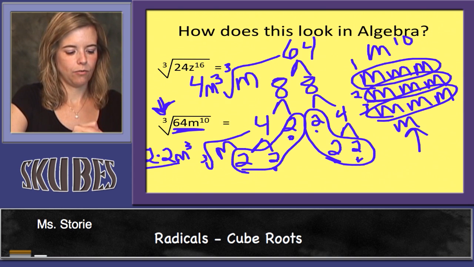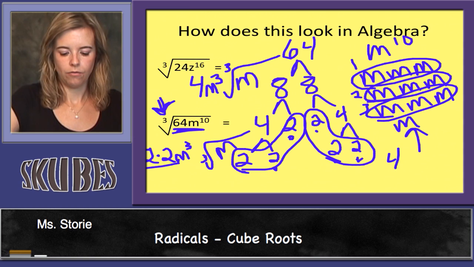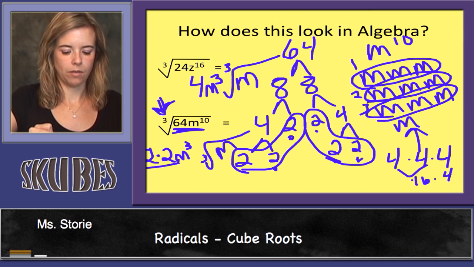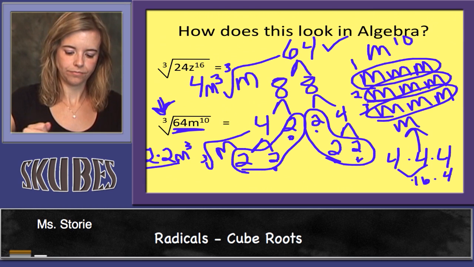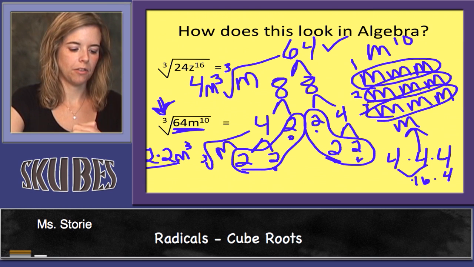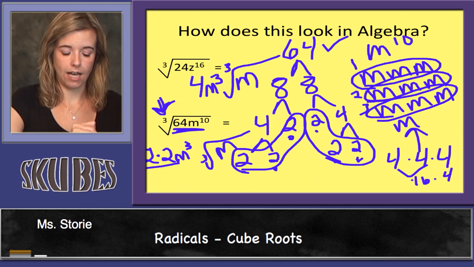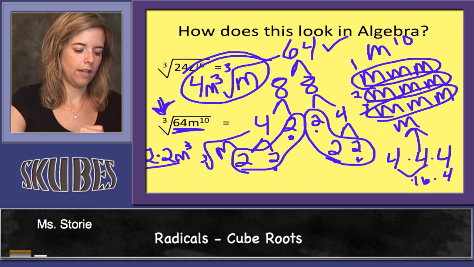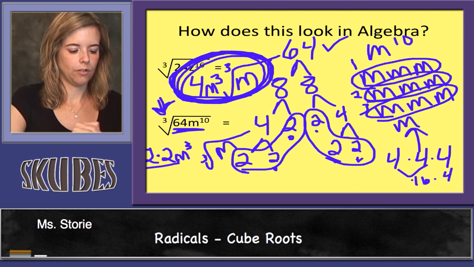Now, double check says I take 4, 3 times in a row: 4 times 4 times 4. So that's 16 times 4, and that will get me back up to 64. And then I'm going to take m to the third 3 times. So that's 3 times 3 is 9, and one more m is going to get me to the 10. This right here is the correct answer.